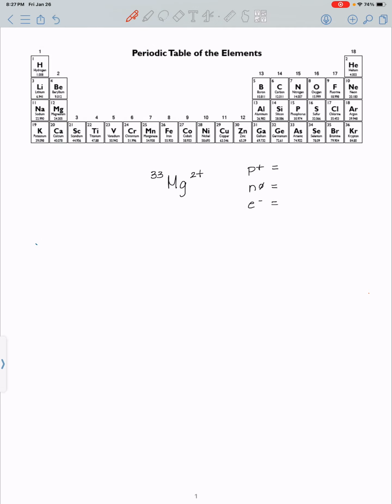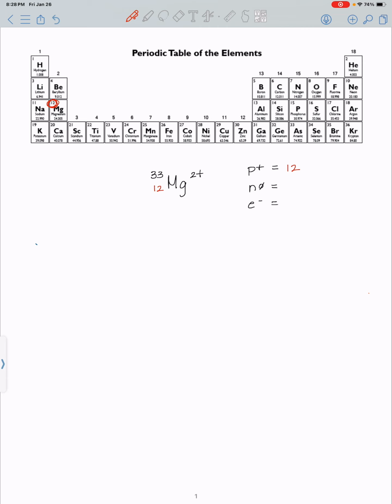Okay, so looking at magnesium, and we're going to go to the periodic table, that's its atomic number, which is 12. That is going to equal the number of protons. We cannot ever change the number of protons, or else we change the element. If we said it had 13 protons, we'd be aluminum. So magnesium always has 12 protons. That's why it's on the periodic table, and we can go ahead and fill that in.